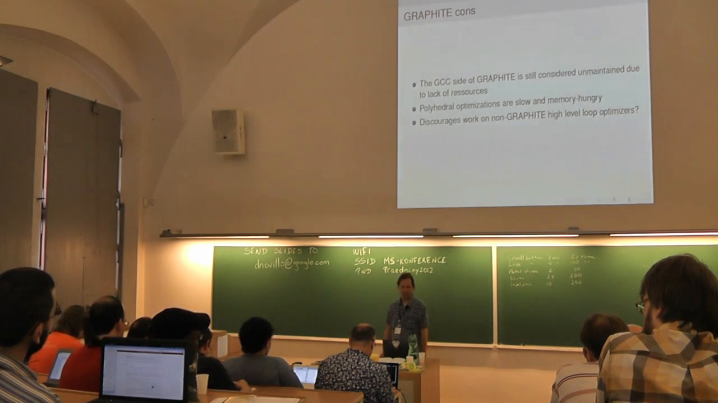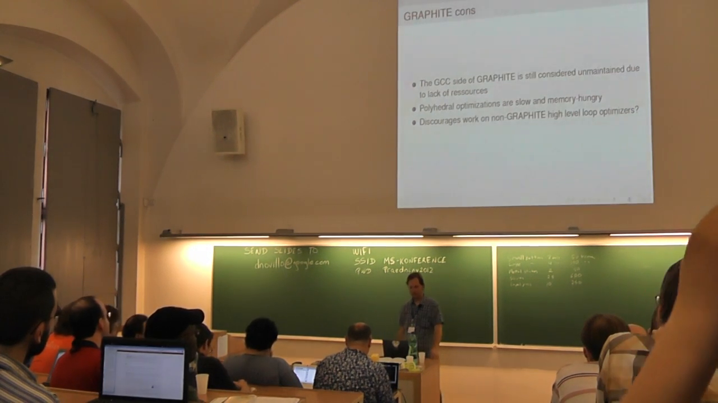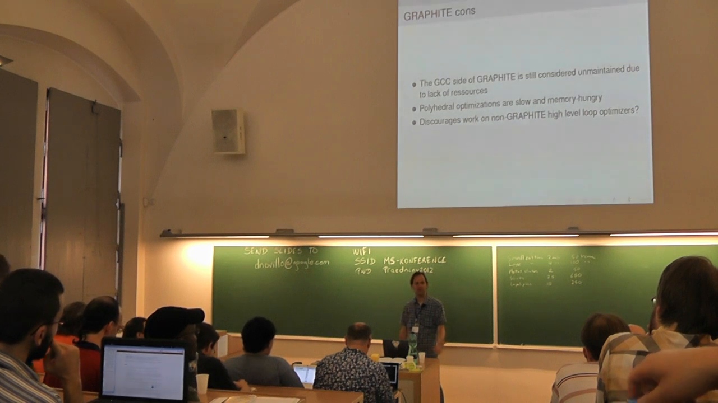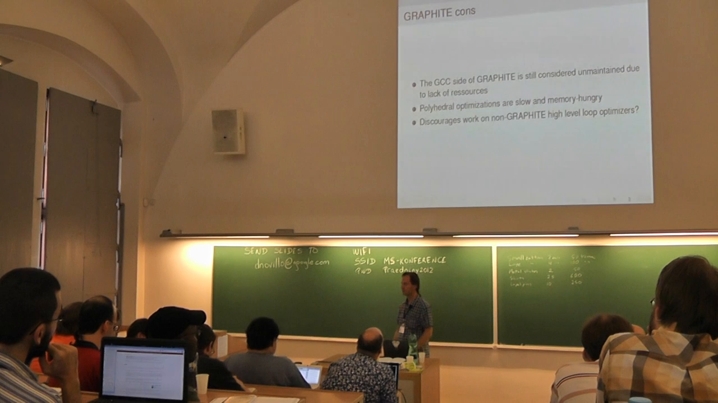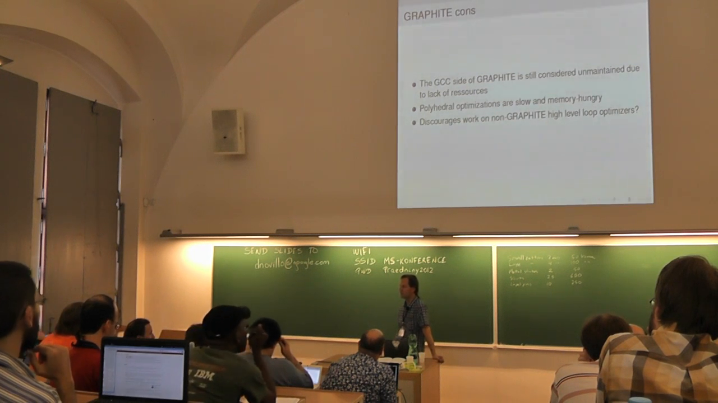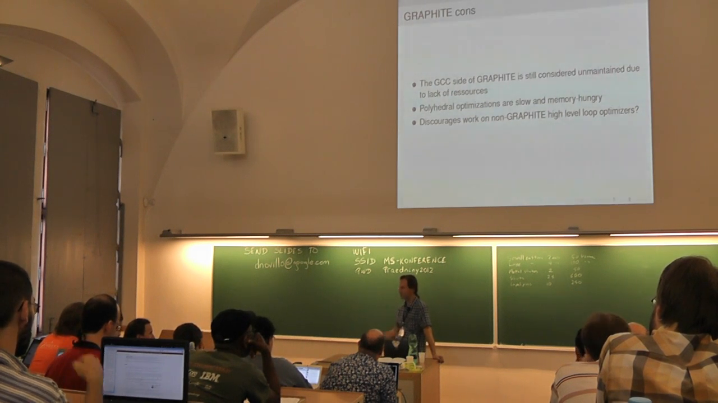So then, one of the issues that has popped up, I think every time we discuss Graphite, is: does the presence of Graphite in the GCC tree prevent others from working on a different kind of high-level loop optimizers? I don't know if it happens, but at least I'm not aware of anybody thinking of working on high-level loop optimizers either with or without Graphite.